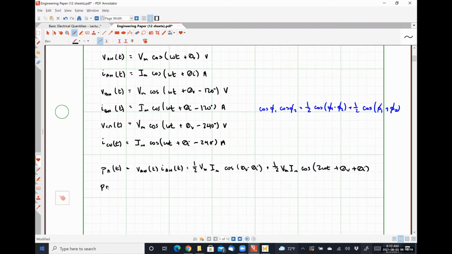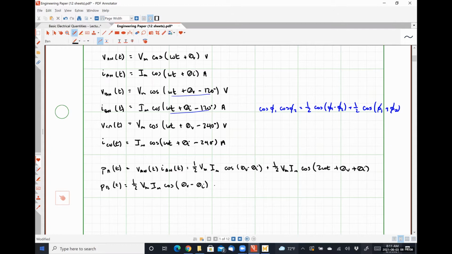Following suit for the B phase, we are going to have 1/2 Vm Im cosine, so I'm going to have theta v minus theta I here again for the DC portion. So I want to look at that, right? What we're doing right now is we're taking this part and then subtracting this guy from it. So we're going to have omega t minus omega t, and then we're going to have negative 120 degrees minus negative 120 degrees, giving us 0. So all we're left with is the theta v and the theta I.